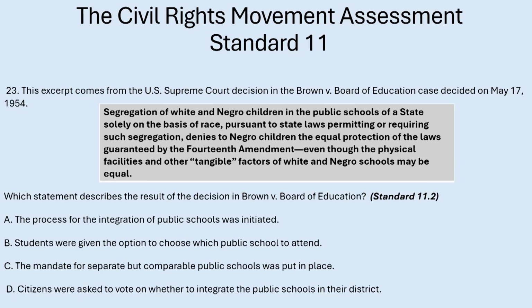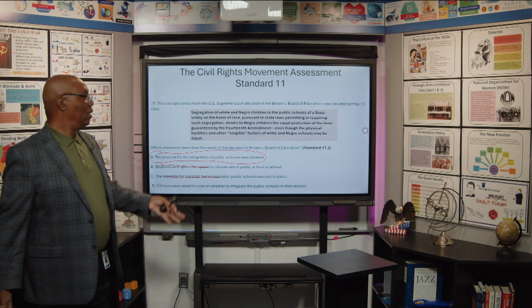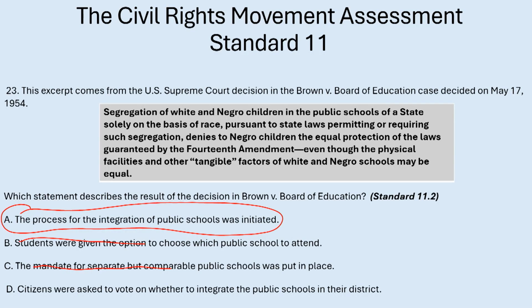B, students were given the option to choose which public schools to attend. Well, that has nothing to do with it. C, the mandate for separate but comparable schools was put in place. Nope. If that was anything, that was Plessy. D, citizens were asked to vote on whether to integrate public schools in their district. That had nothing to do with it. The best answer was A, the process for integration of the public schools. And I could answer that question without having to read the excerpt. In some cases, it may not be a bad strategy to see if you can answer the question even without looking at the graphic they give you.